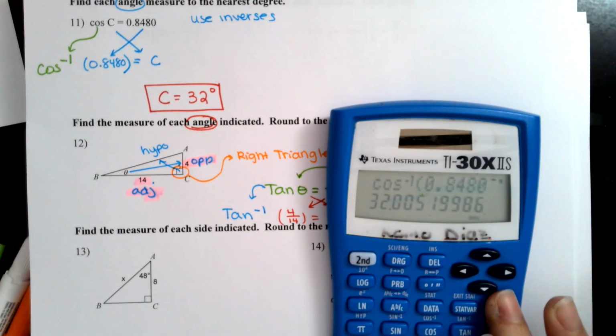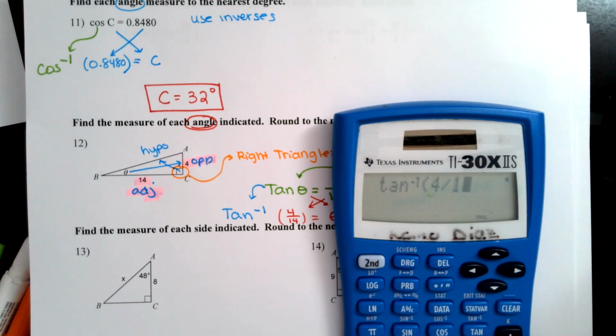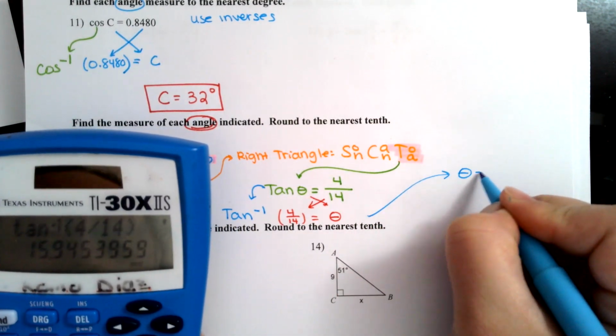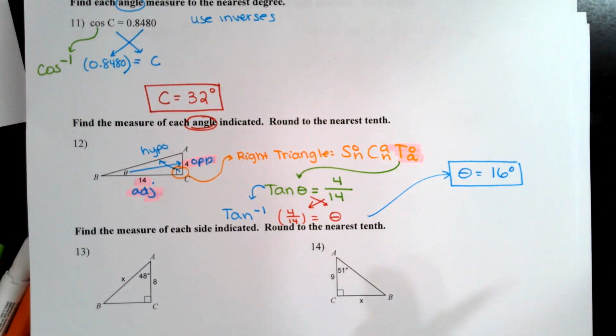We're going to type that into the calculator. Second tangent, inverse of tangent, open 4 over 14, close it, equals. We're rounding to the nearest degree, which means that I'm going to have theta is equal to 16 degrees. Make sure you have your units. If you don't have units, it will be marked wrong.